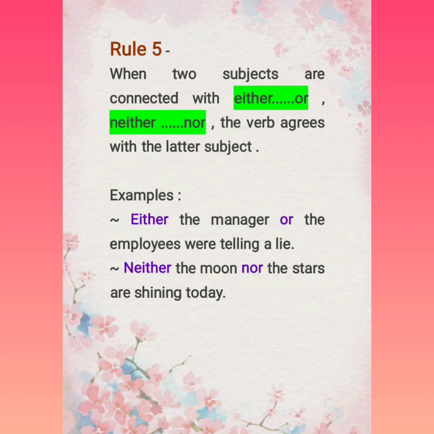Rule number 5: when two subjects are connected with either or, neither nor, the verb agrees with the latter subject. Or you can say the verb must agree with the subject which is nearer to the verb. For example, either the manager or the employees were telling a lie. In this sentence, two subjects are there, manager and employees. Manager is subject 1, employees is subject 2, and which is nearer to the verb, that is employees. That's why we will choose the verb accordingly.